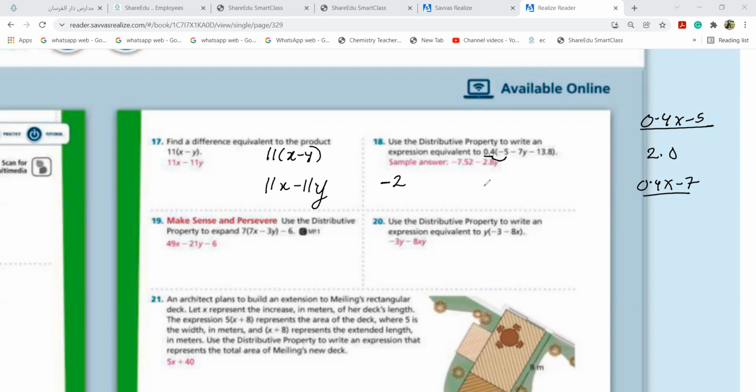Do you have a calculator or not, Malak? No, not right now. Miss, minus 2.8. Go and get this. Minus 2.8. Don't forget this y. And then 0.4 multiplied by 13.8. Miss, minus 13.8. No. 0.4 multiplied by minus 13.8.